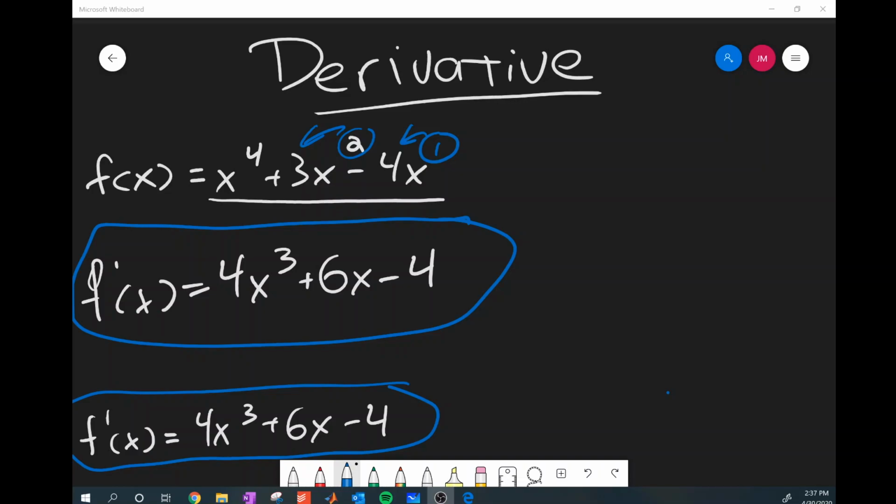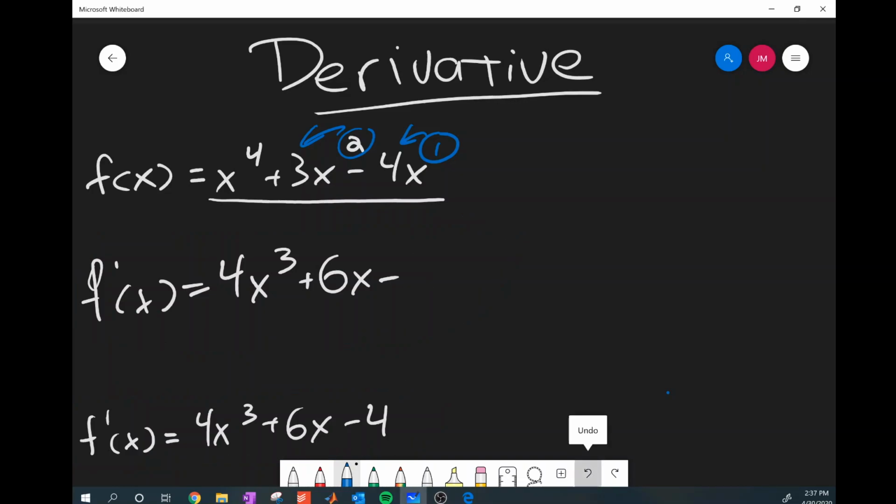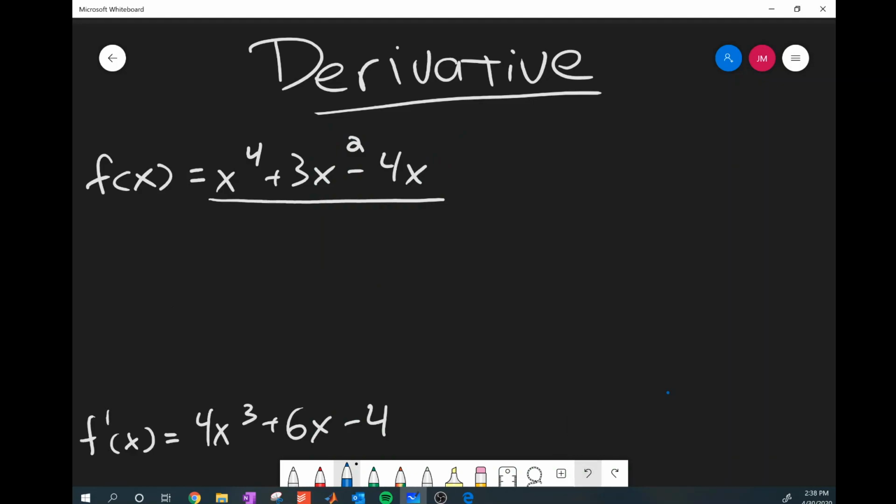But let's see what happens if I modify my f of x just a little bit. If I were to take my f of x and add a constant, what do you think is going to happen? Let's say I do plus 8. You see, this is a different function than our original value. It's not the same function. We added 8. Let's find the derivative. Say this is f1 of x. It's a little bit different because we added an 8.